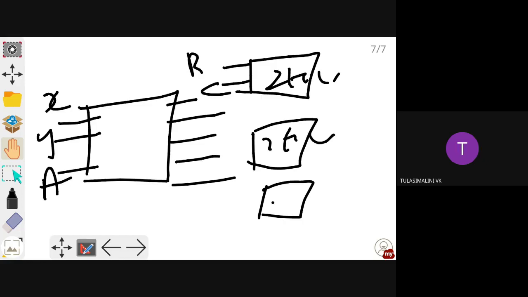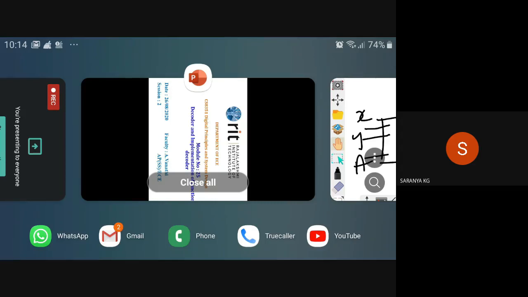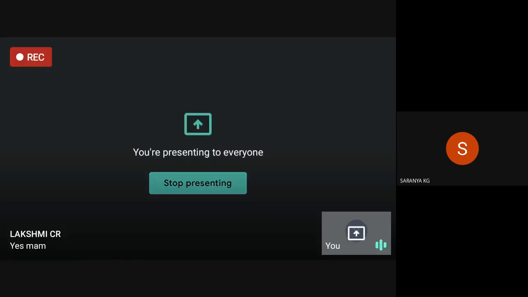Is it clear or not? Yes ma'am. So this is the homework sum for you. Construct a 5 to 32 line decoder using 2 to 4 line and 3 to 8 line decoders. Draw the full truth table, and I have just shown the blocks here, so draw them properly and bring it tomorrow. So is it clear? The rest of the topic will continue in the next class. Any doubt you can ask now.